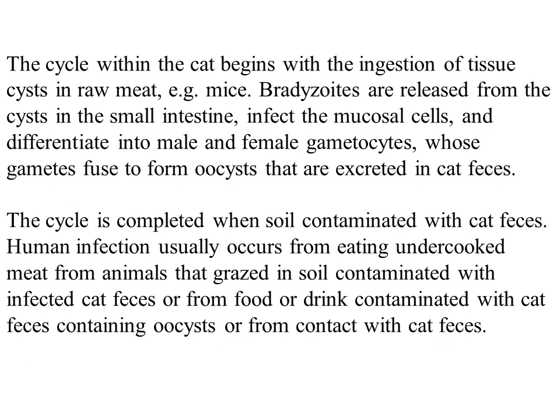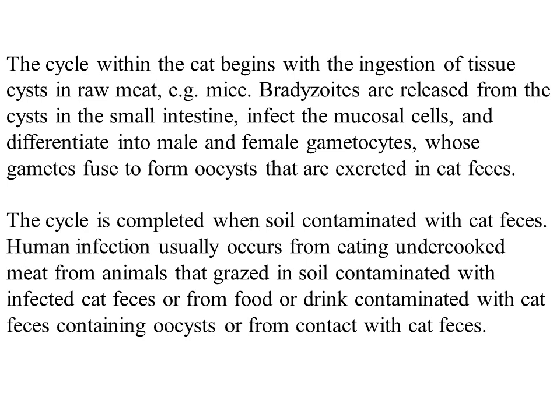The cycle within the cat begins with the ingestion of tissue cysts in raw meat, such as mice. Bradyzoites are released from the cyst in the small intestine, infect mucosal cells, and differentiate into male and female gametocytes. Then they undergo sexual reproduction, and gametes fuse to form oocysts that are excreted and pass in cat feces. The cycle is completed when soil is contaminated with cat feces.